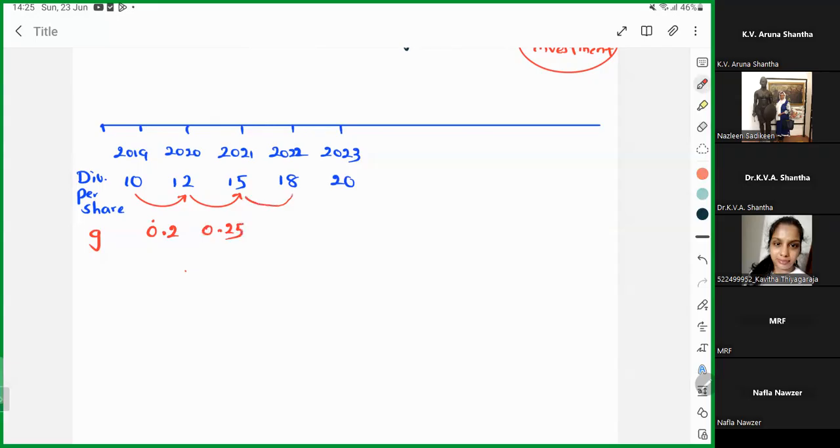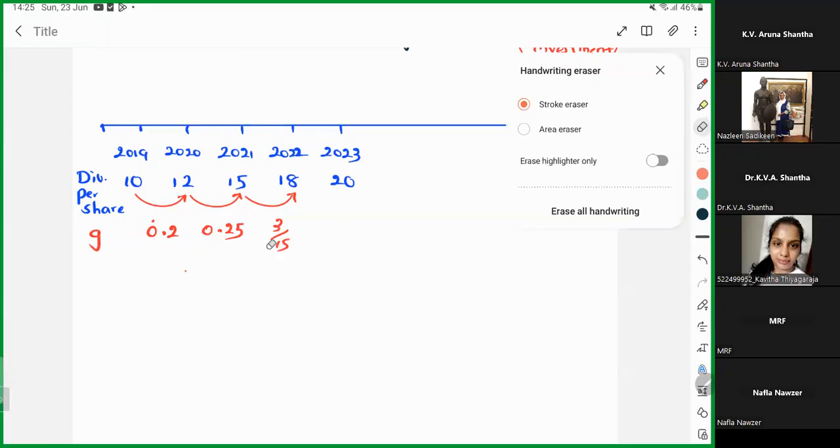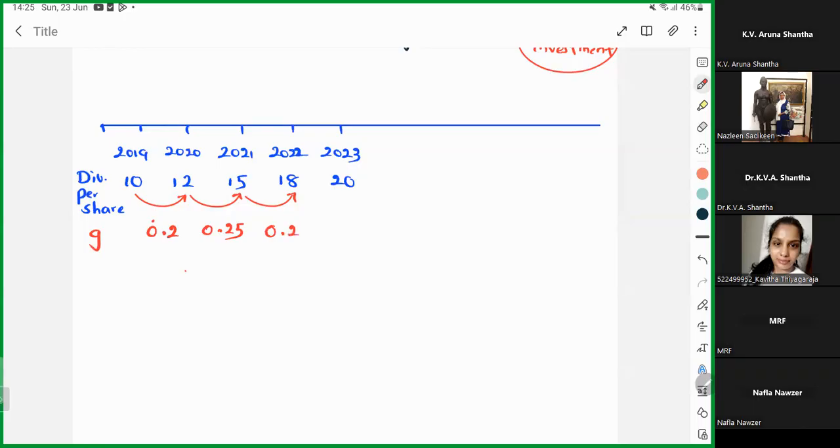From 21 to 22, dividend increased by 3 from 15 as a rate. 3 divided by 15, how much? 0.2. Yes, 0.2. Then 22 to 23, dividend increased by 12 from 18. 0.11.